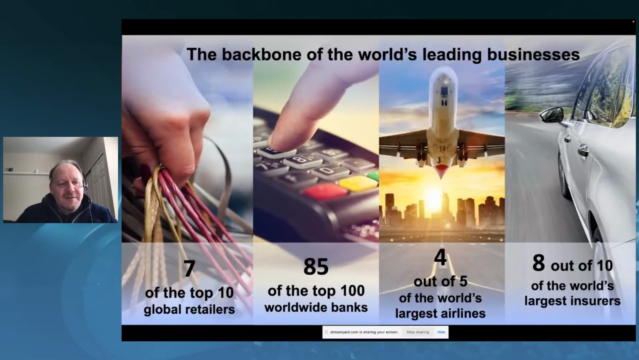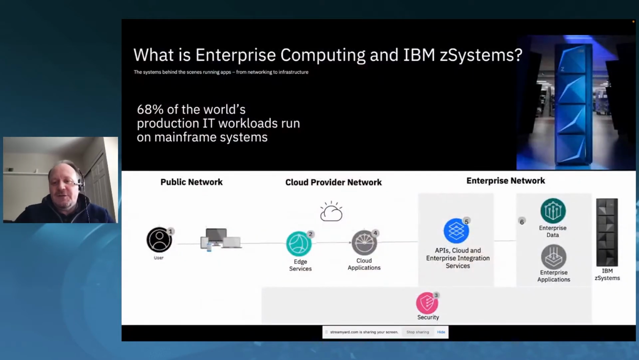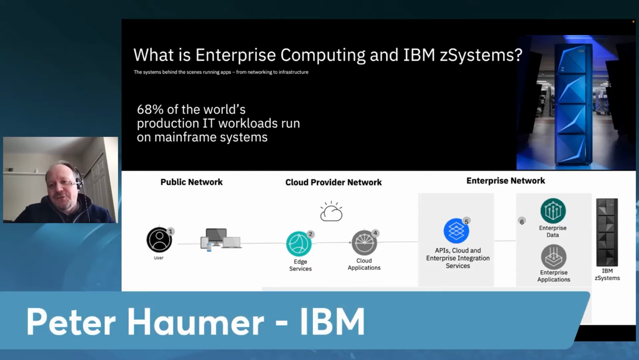Here are some more examples: retailers, worldwide banks, airlines, insurance. All of these utilize mainframes as they provide some unique properties that you won't get in the distributed space. We just announced the latest increment. Every 2 years, there's a new release of the latest hardware. Z16 was just announced, and it has some new breakthrough technology in it as well.